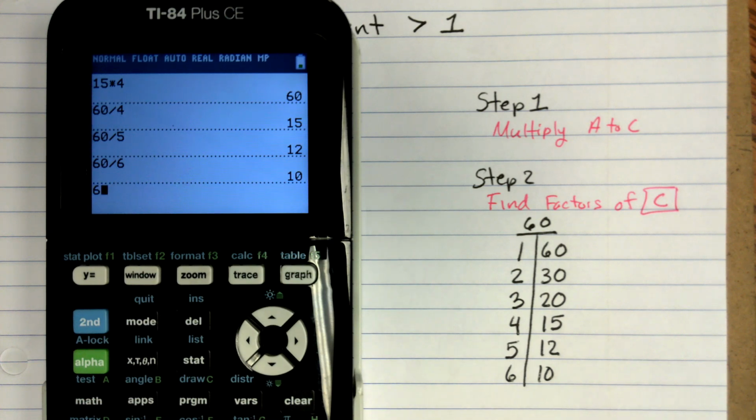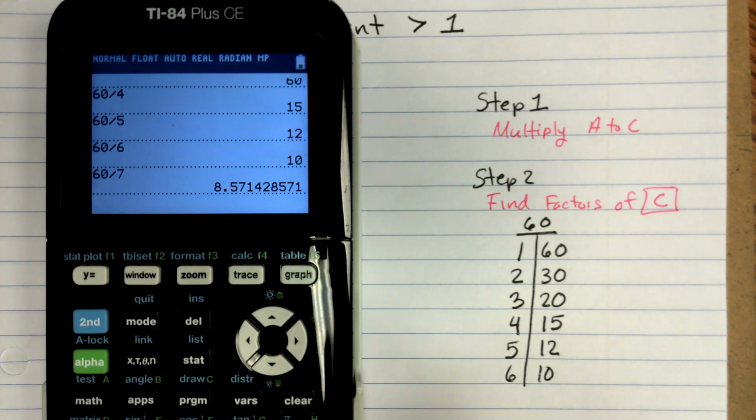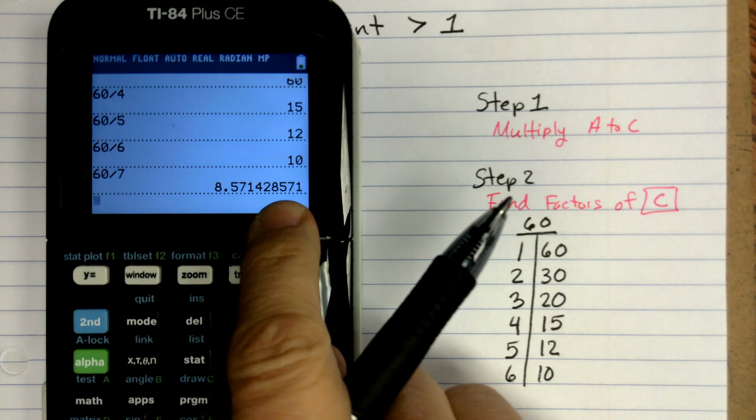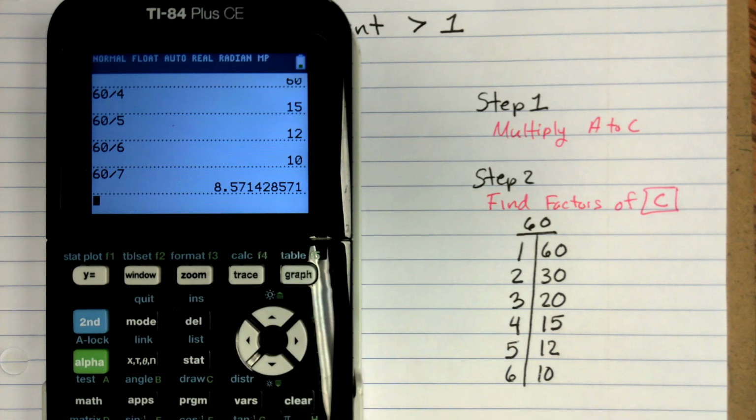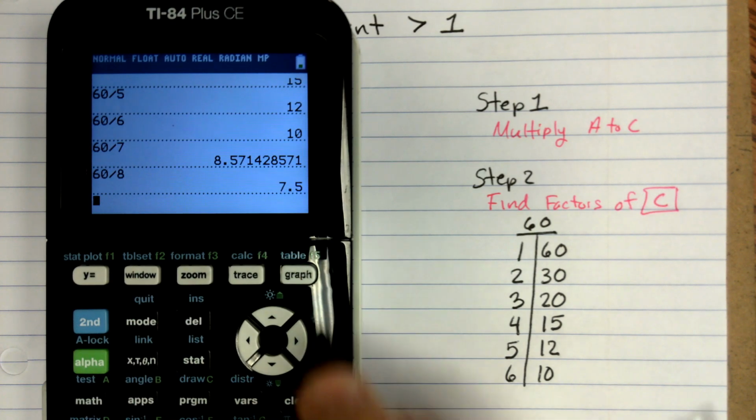Then I'm going to do my next number. Can 60 be divided by 7? Notice that I got a decimal value, so the answer is no. 7 will not go into 60, so it's not a factor. Well, after 7 comes 8. So I'm going to do 60 divided by 8. And it doesn't work.